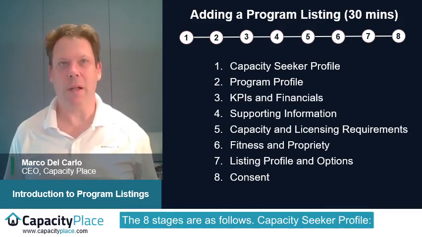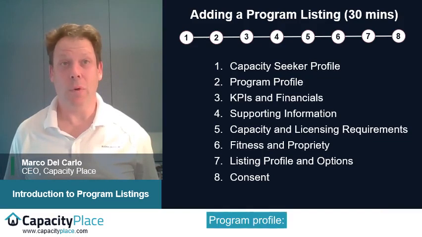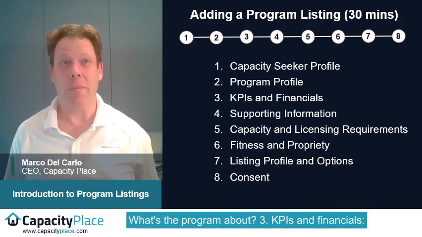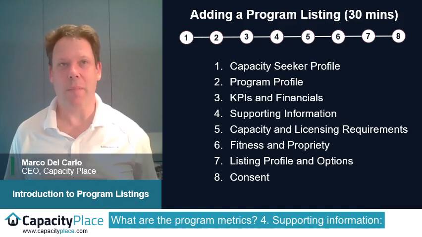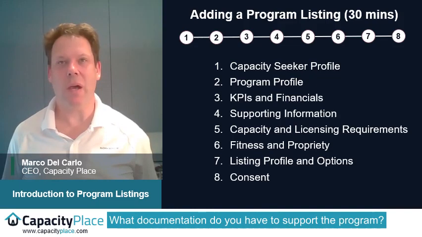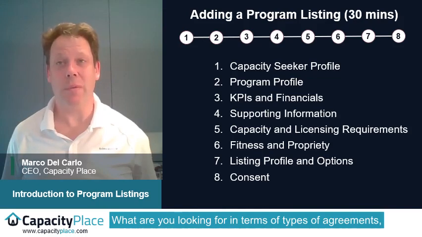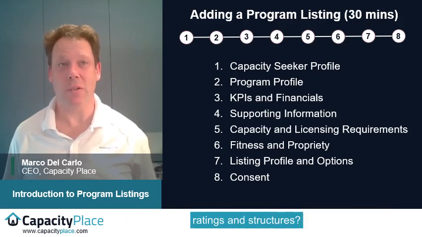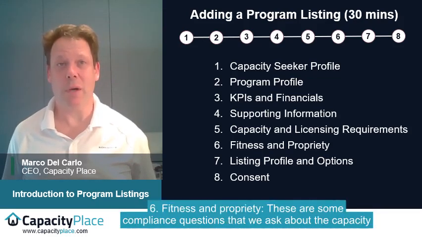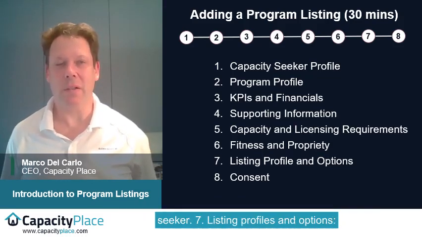1, Capacity seeker profile, basically who are you? 2, Program profile, what's the program about? 3, KPIs and financials, what are the program metrics? 4, Supporting information, what documentation do you have to support the program? 5, Capacity and licensing requirements, basically what are you looking for in terms of types of agreements, ratings, and structures? 6, Fitness and propriety. These are some compliance questions that we ask about the capacity seeker.